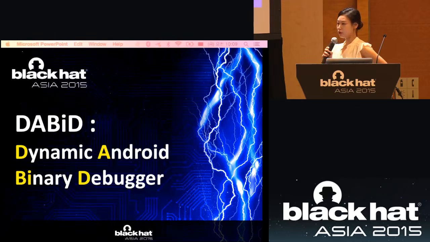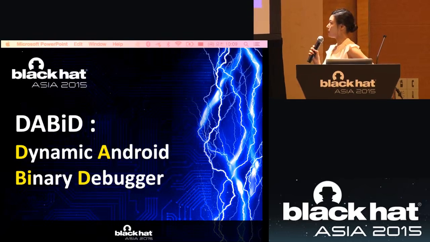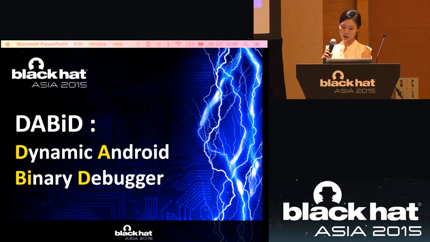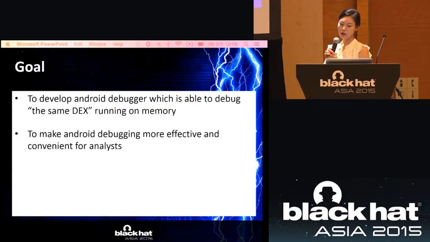So now let me introduce our work, DABiD, Dynamic Android Binary Debugger. The goal of our project is to develop an Android debugger which is able to debug the same DEX running in memory. There are also some bothersome presetting jobs, and some things that should be advanced in debugging. So we aimed to make Android debugging more effective and convenient for analysts.